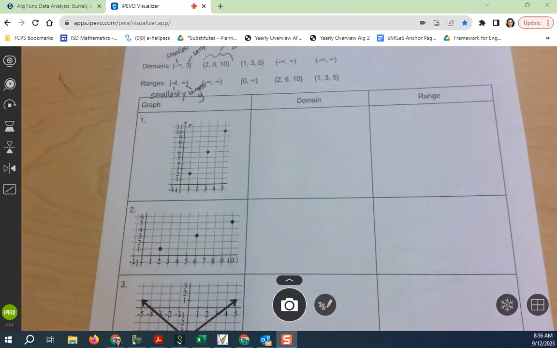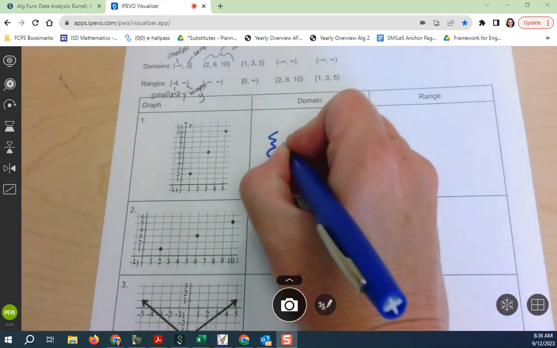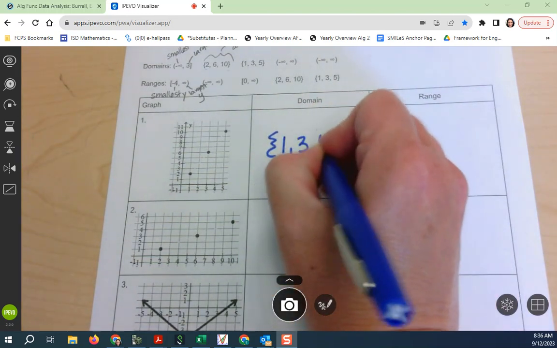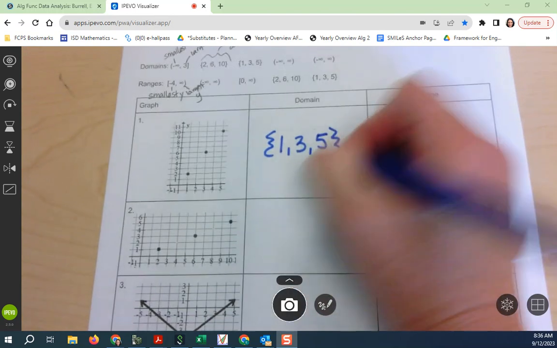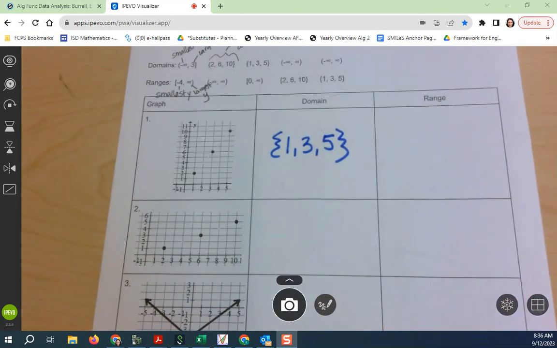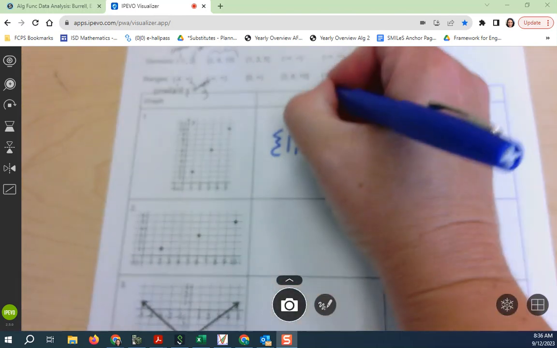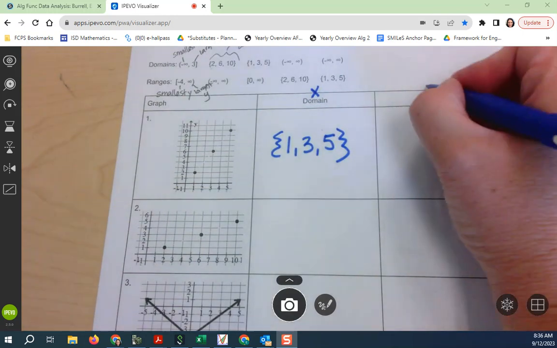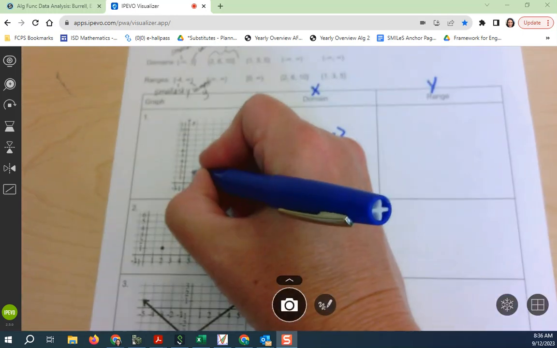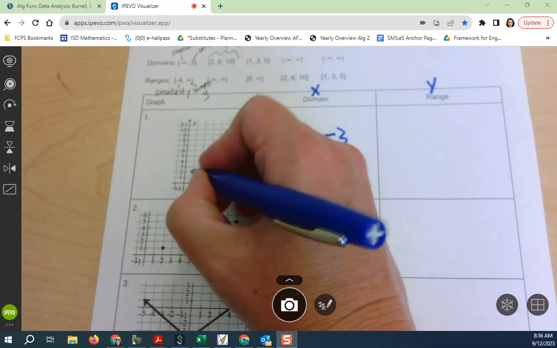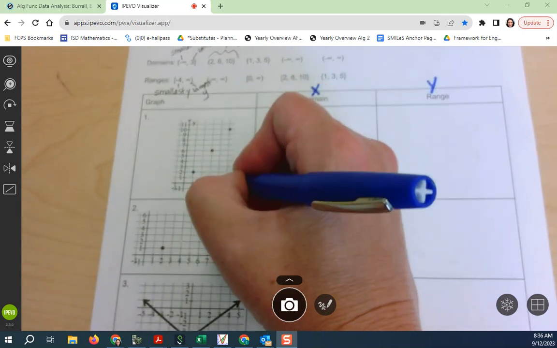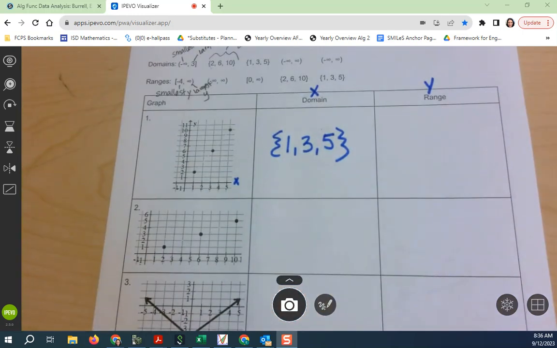All right, Nyla, which one do you want to do? Number 1, domain or range? Okay, go ahead. 1, 3, 5. All right, so Nyla put 1, 3, and 5. Did you put the fancy brackets on it? Did anybody else put 1, 3, 5 for the domain? For domain, remember that you're looking at the x values and range is the y values. So when you look at the points, you go down to the x-axis, 1, 3, 5. Does anybody have a question about why that's the domain?